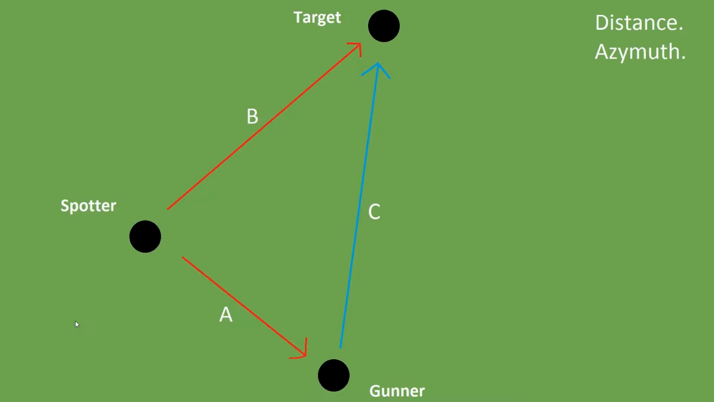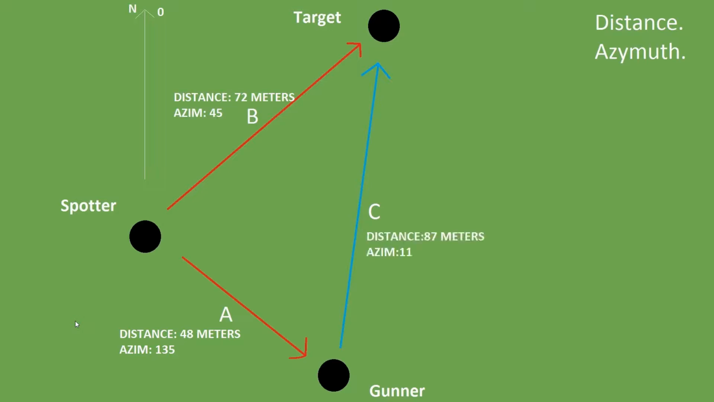In this picture, we can see spotter, gunner, and the target. Imagine that the gunner is not able to see or locate the target position. The spotter, using distance and azimuth to the gunner and the target, can calculate coordinates for the gunner to use in order to hit the target. And all these calculations are performed by the target locator.